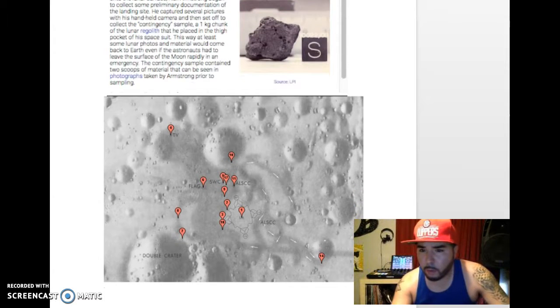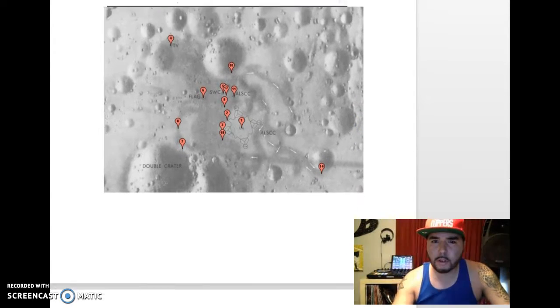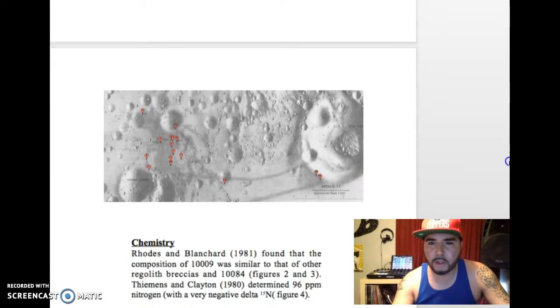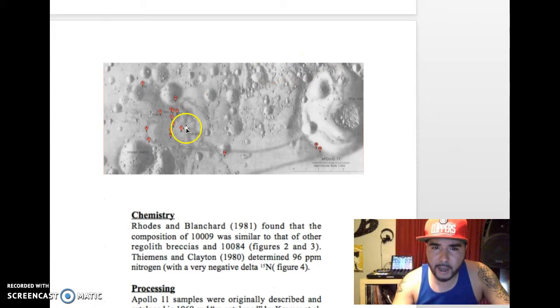I was having a little problem with Google Moon, so I didn't get a very good picture of the actual site, but it's right here, and here's the Apollo 11 mission, and it was right off from where they first landed here.